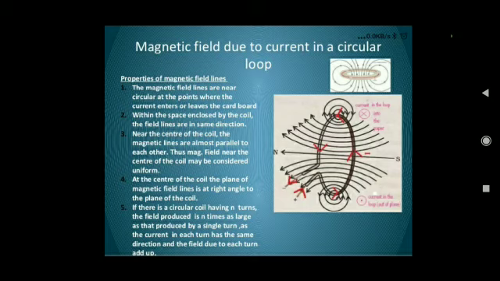At the center of the coil, the plane of the magnetic field lines is at right angle to the plane of the coil. If there is a circular coil having n turns, the magnetic field is n times as large as that produced by a single turn, because the magnetic field lines are in the same direction, so they will add up. As the current in each turn has the same direction, the field due to each turn adds up. Thank you.